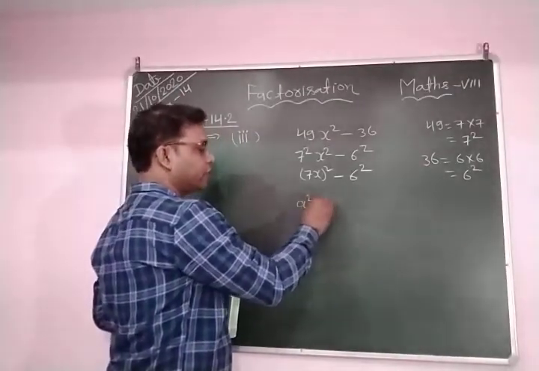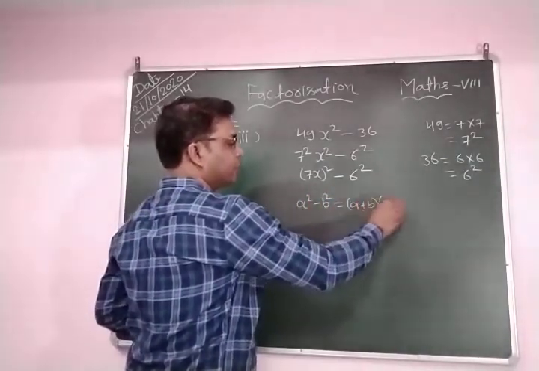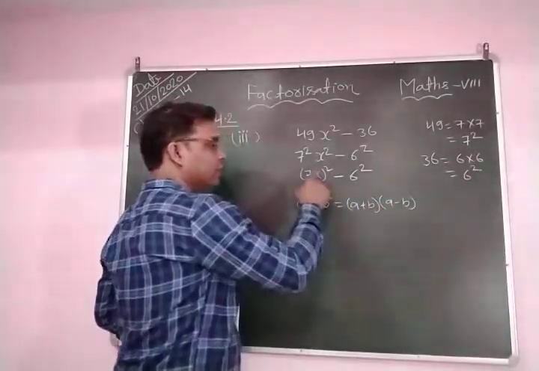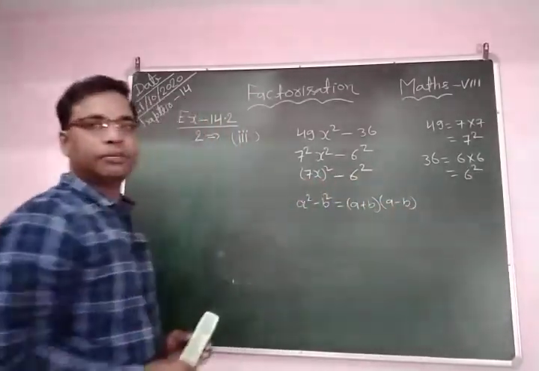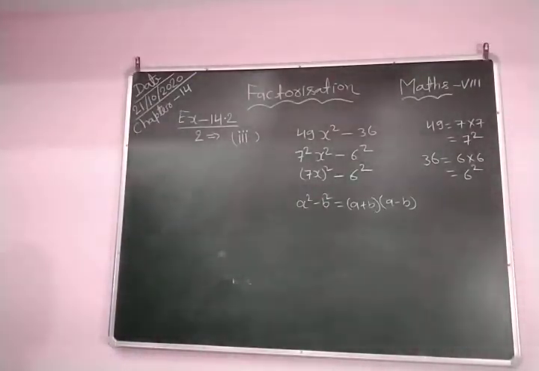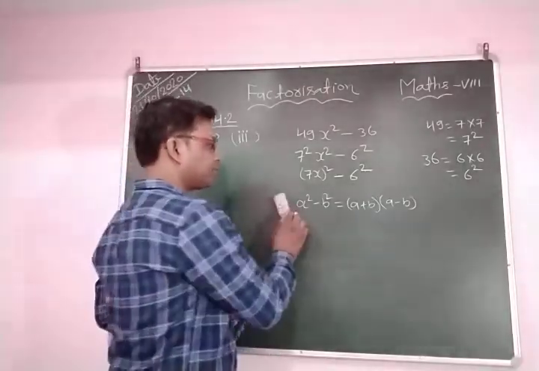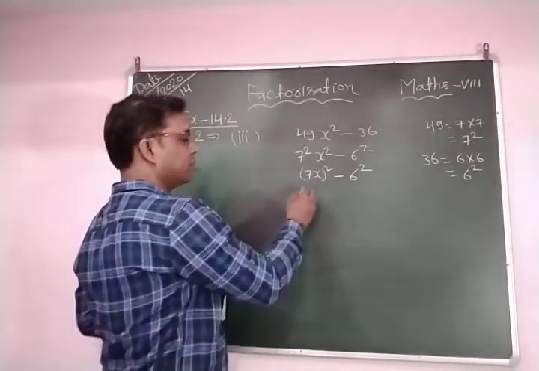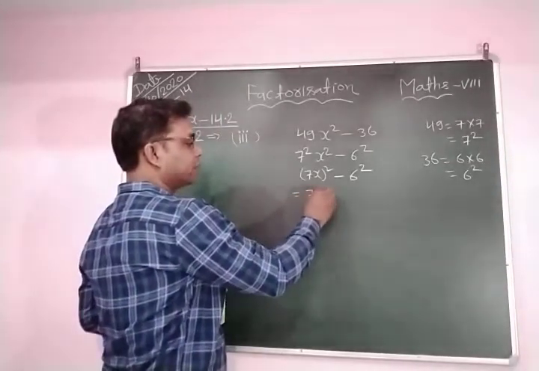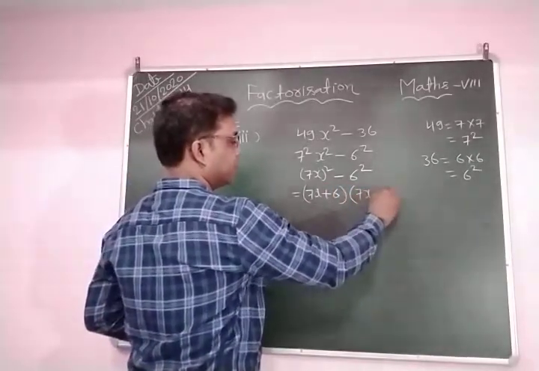You can see here a² − b² is equal to (a + b)(a − b). Here a is replaced by 7x and b is replaced by 6. So in this way, a² − b² is equal to (a + b) and (a − b). Clear? So we can write this as 7x + 6 into 7x − 6.